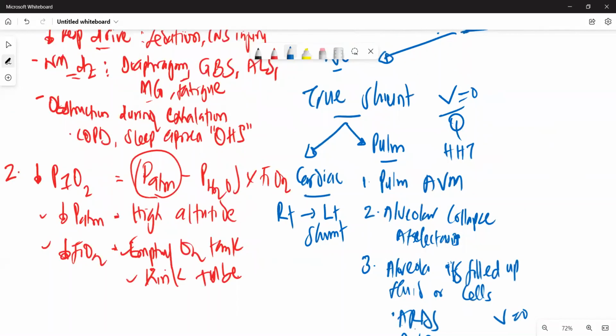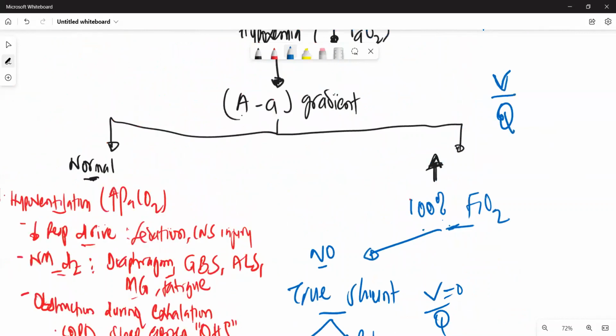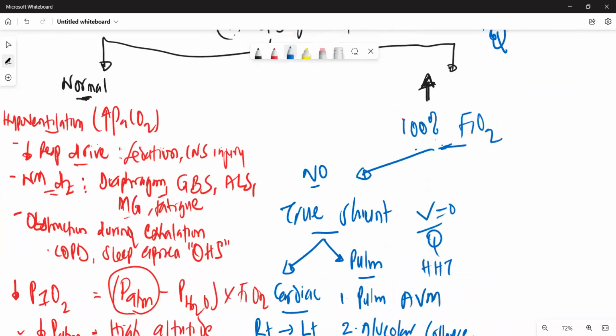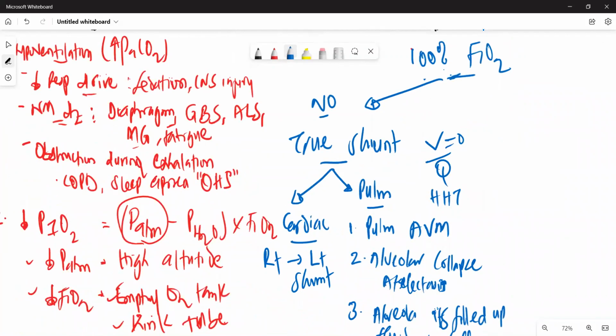So just to make sure we are still following, right? Hypoxemia, what is the A-a gradient? The A-a gradient is increased. I give this patient 100% oxygen. Normally, ventilation is supposed to match perfusion. So if you give somebody 100% oxygen, so long as the ventilation is not 0 and perfusion is not 0, the hypoxemia is supposed to improve. But if the ventilation is 0 or perfusion is 0, and the hypoxemia is not corrected by the 100% oxygen, then we are dealing with a true shunt, right?